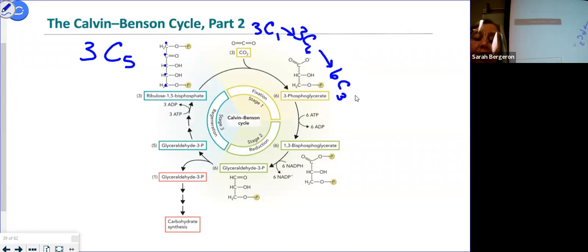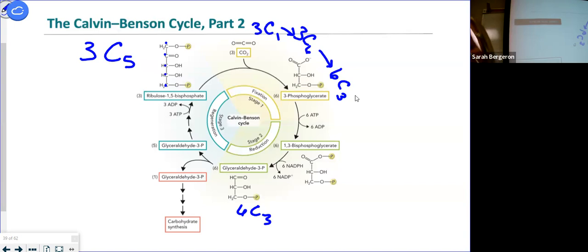So those 3-carbon molecules are going to undergo stage 2, which is reduction. We're going to phosphorylate them. We're going to reduce them with that NADPH, and we are going to end up with, again, 6 3-carbon molecules. They've just been phosphorylated and reduced. Okay, so it's just changing the biochemical properties of those 3-carbon chains.